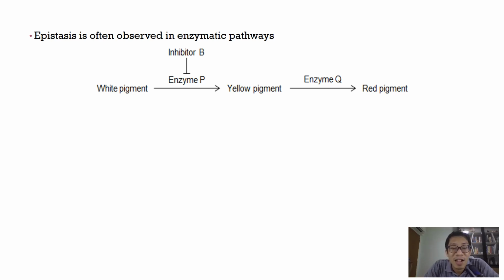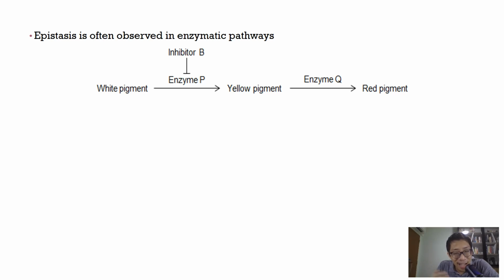So my example in the notes is a reaction to produce different colored pigments. We have the yellow pigment and the red pigment. In this enzymatic pathway, there are two enzymes involved. There's also an inhibitor. All these enzymes and the inhibitor are coded for by genes.